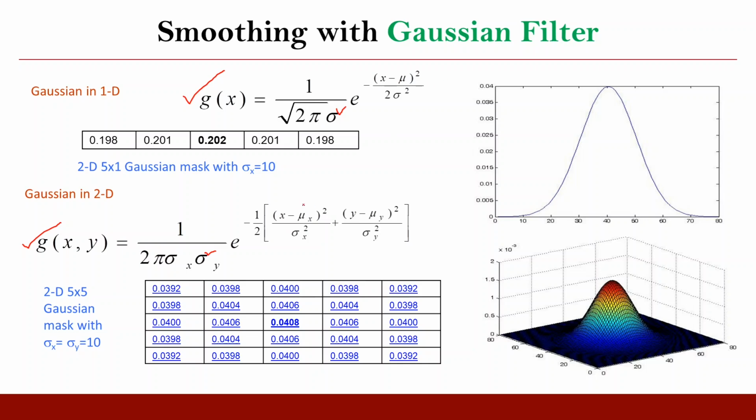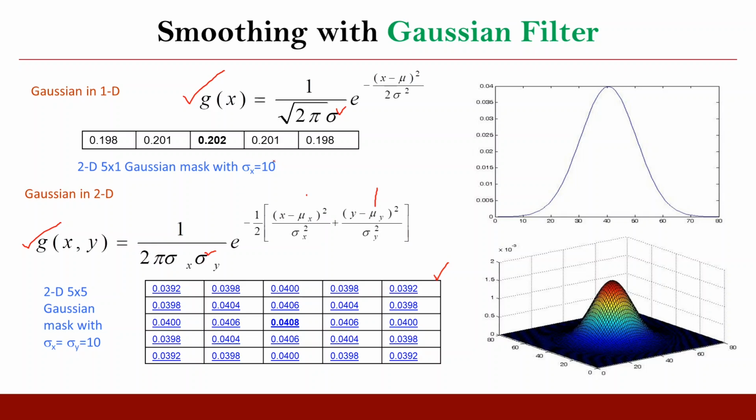Another variable you see here is the mean, which is not a very important parameter. You can assume that this mean is always 0. If you consider any non-zero mean, this will only shift your filter from 0, 0 to some other place, but the values, the coefficients, will be the same. So this mu x and mu y you can just ignore. You can assume that they are just 0, 0.